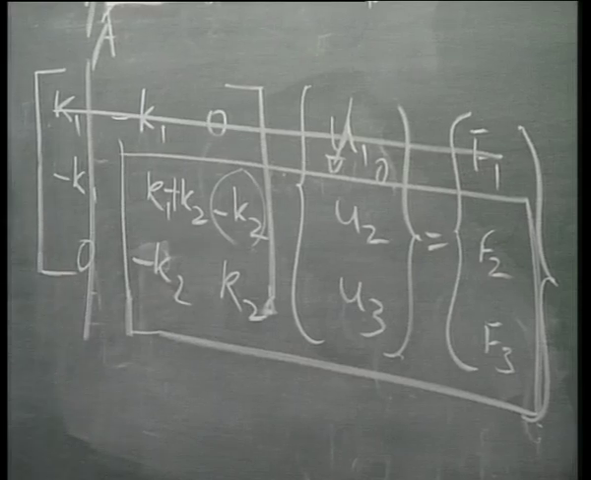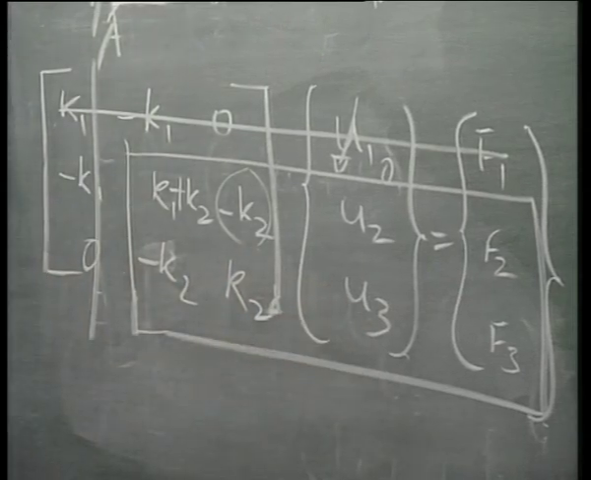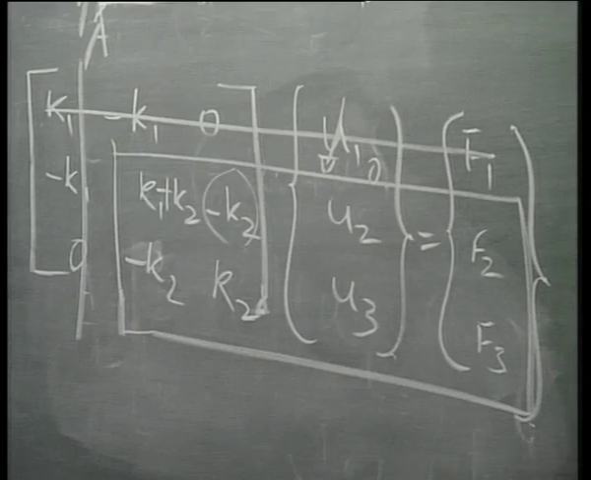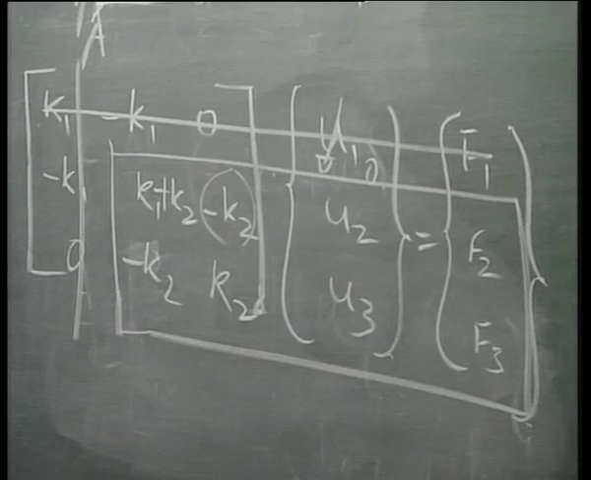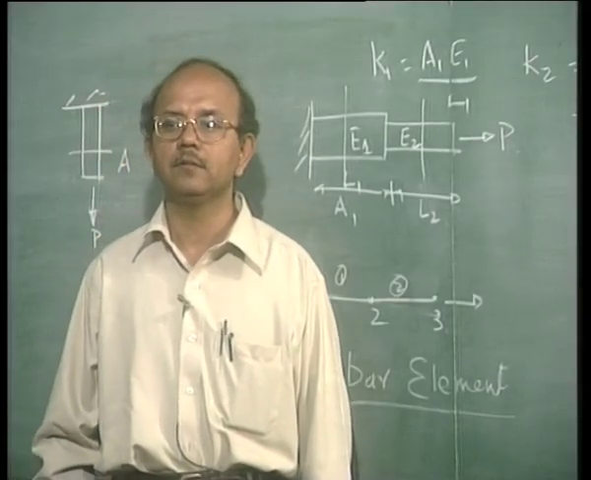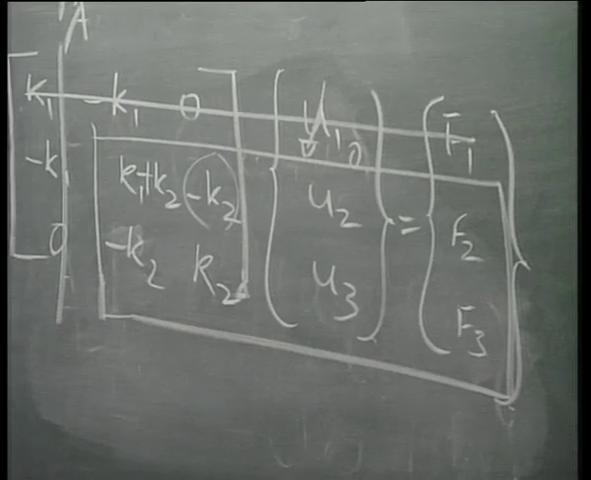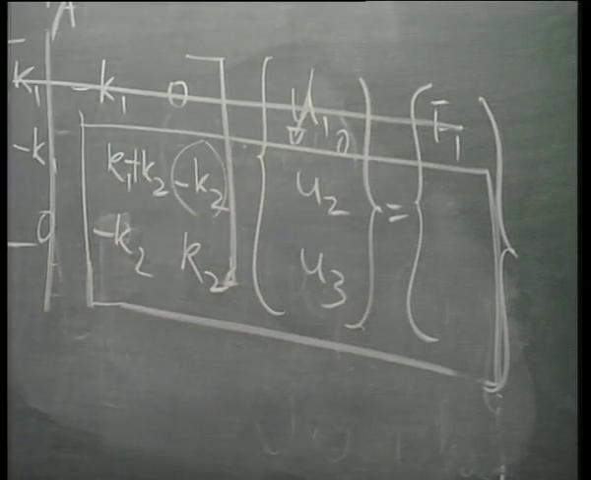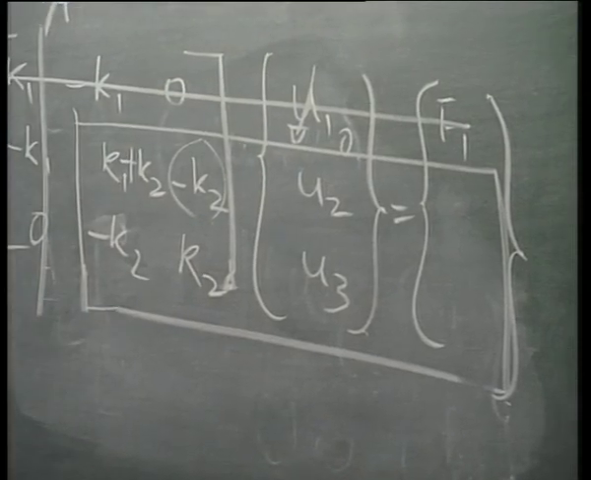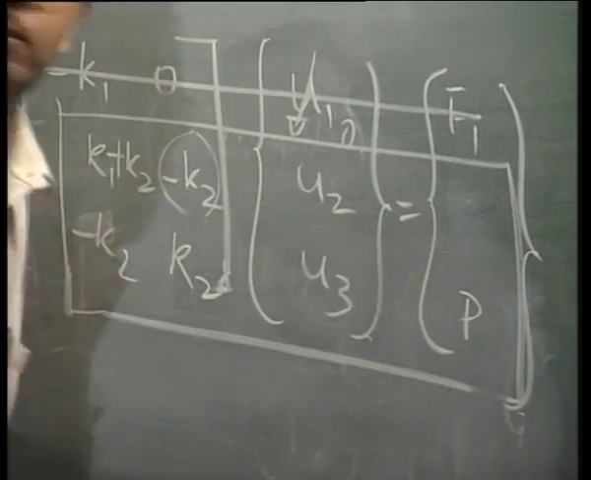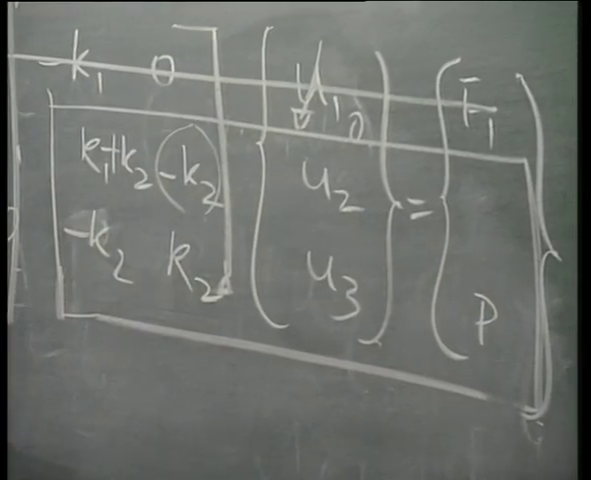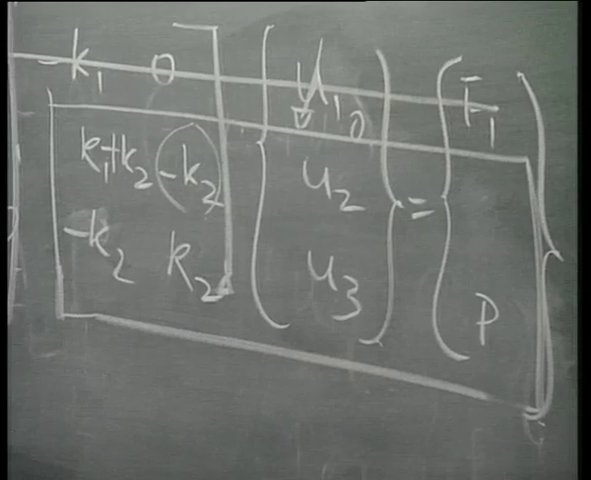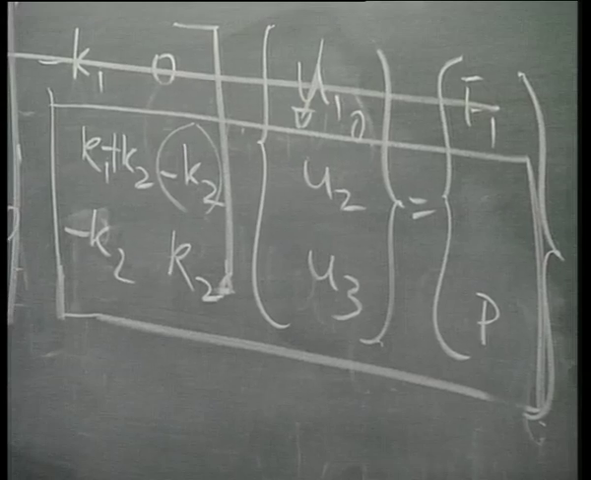Now, I know something else also in this equation. What is it that I know in this equation? F3, correct. So I know that F3 happens to be the applied force P, and what happens to F2? Do I know it or I don't know it? Is it that we don't know?